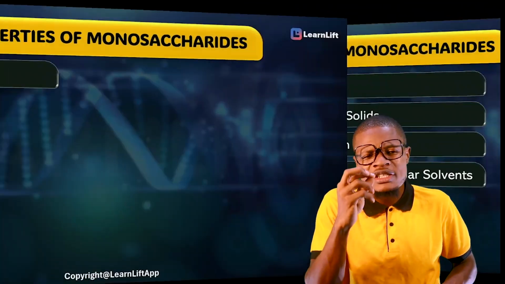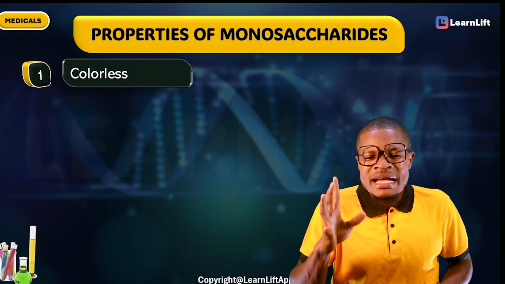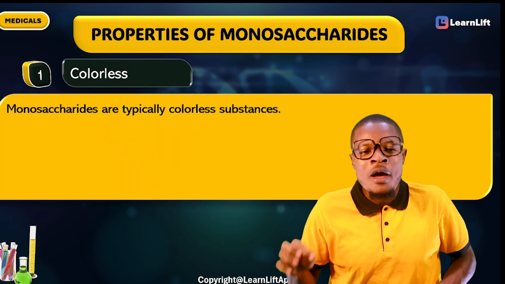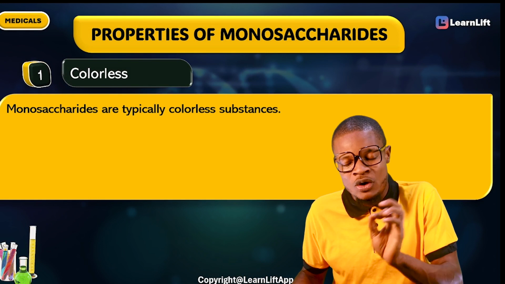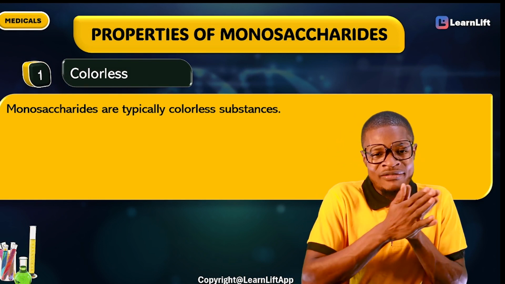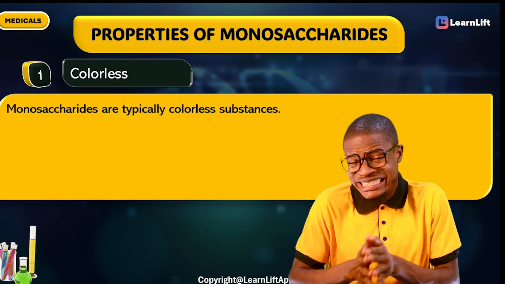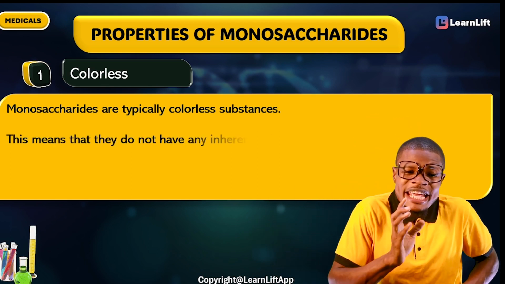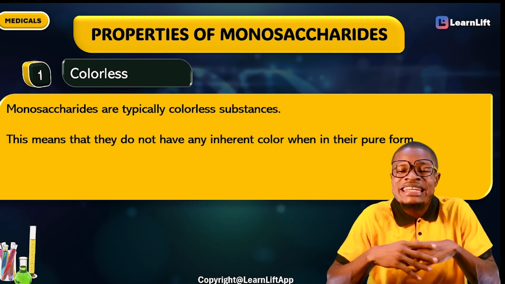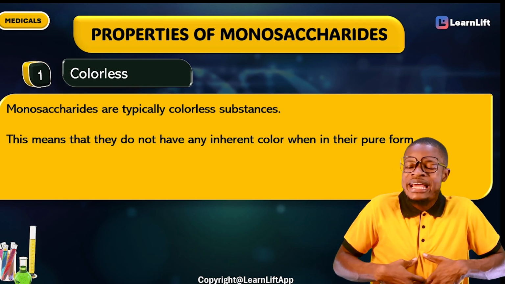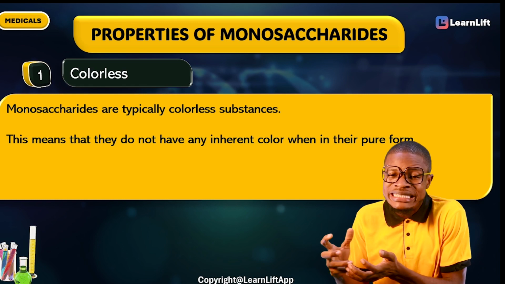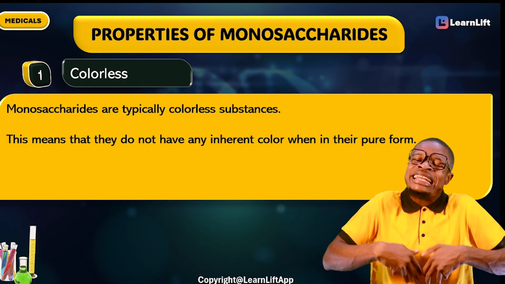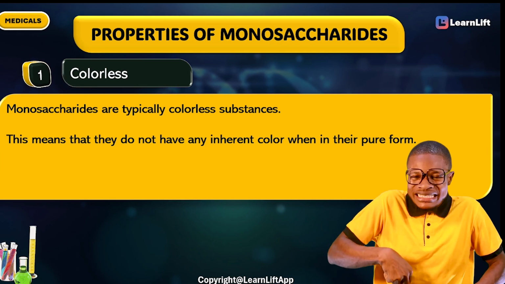Let's begin with the first property, which is called colorless. By colorless, what are we referring to? You must understand very fast that monosaccharides are typically colorless substances. Do they have their own color? Are they colored or are they colorless? They are colorless. Why are they colorless? If you say they are colorless, what does it mean? It means that they do not have any inherent color when in their pure form. Now, impurities can impact color on them, but in their pure form, they don't have any inherent or inbuilt color.